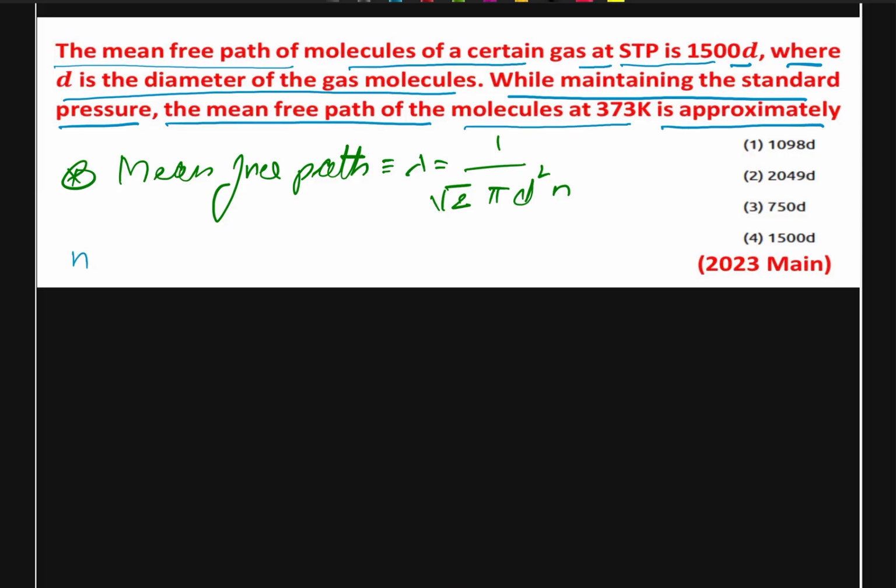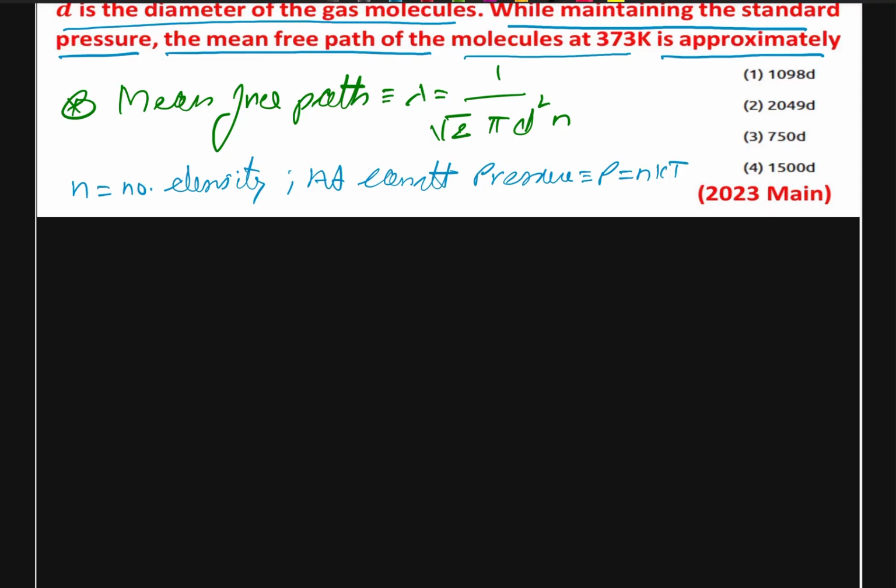So n is our number density, and we also know that at constant pressure P will be equal to n times kT, and therefore from here we can write that our n is inversely proportional to 1 by T.